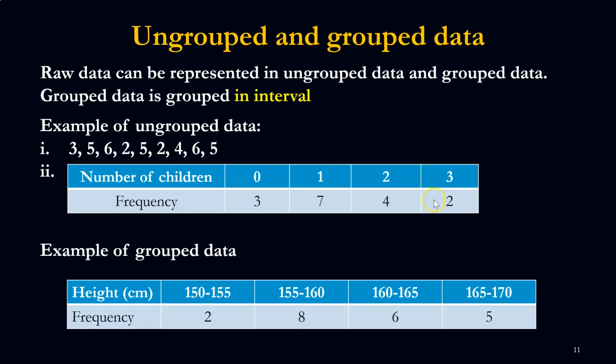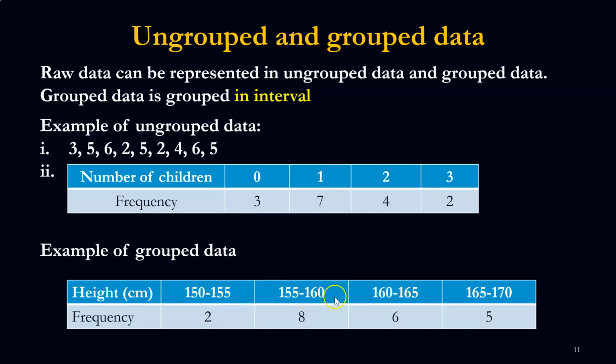This is ungroup data. But for group data, remember for group data, we write it down using interval. Di dalam bentuk selang macam ni. So anything written down in interval, ada selang or range like this, will be known as group data. For example, height, ketinggian, we measure it from 150 to 155.